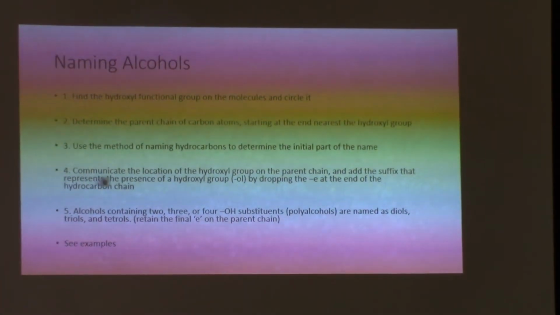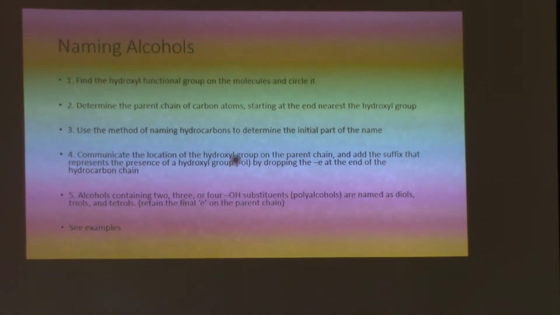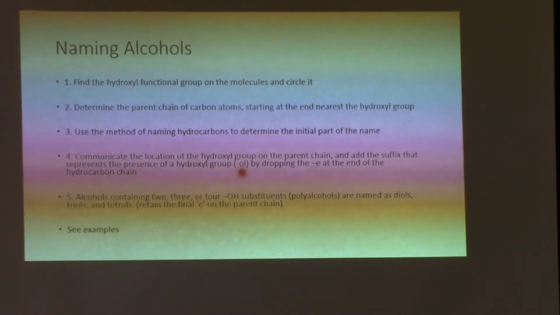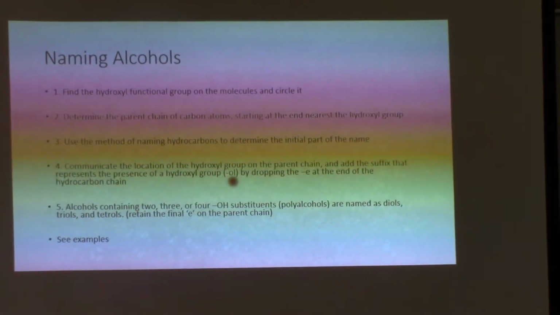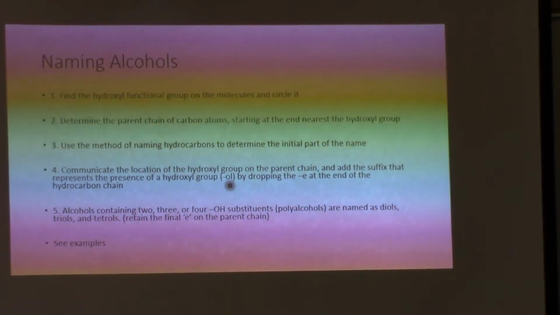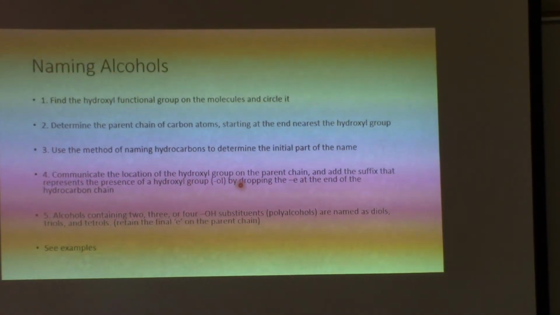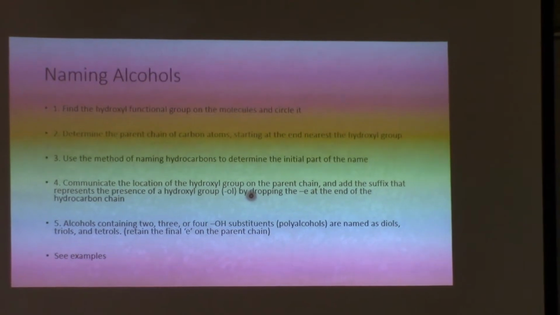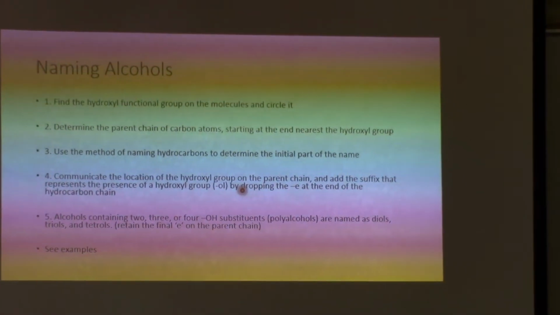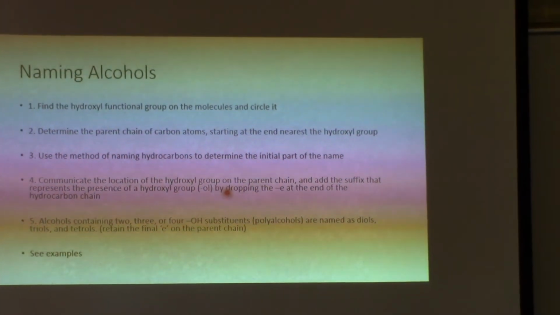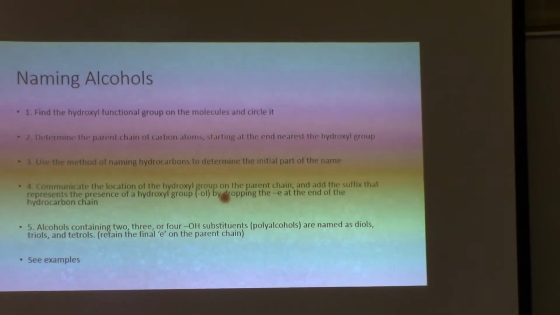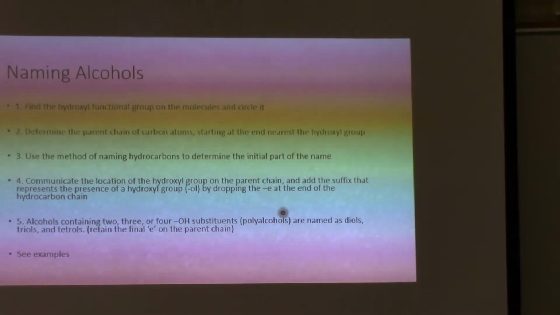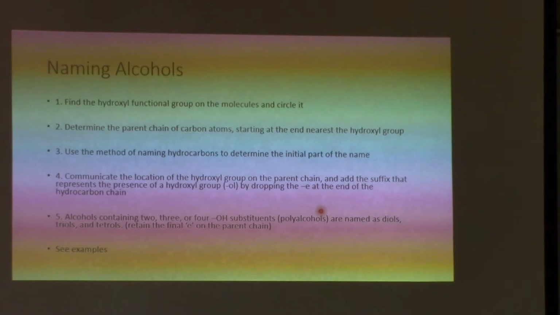Add the suffix that represents the presence of a hydroxyl group. So you drop the ANE or ENE or YNE, drop that and add OL. So rather than something being ethane, it's now ethanol. Or methane is methanol. So you drop the ANE or ENE or YNE and add OL.